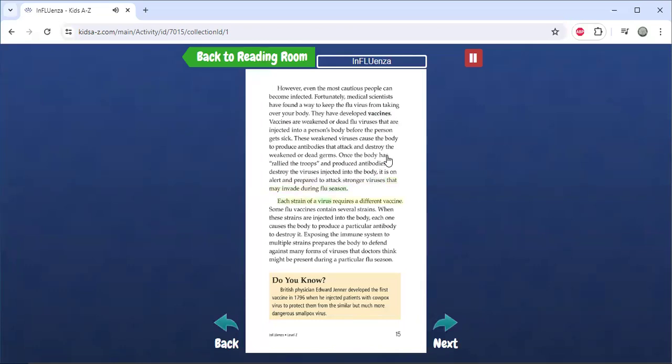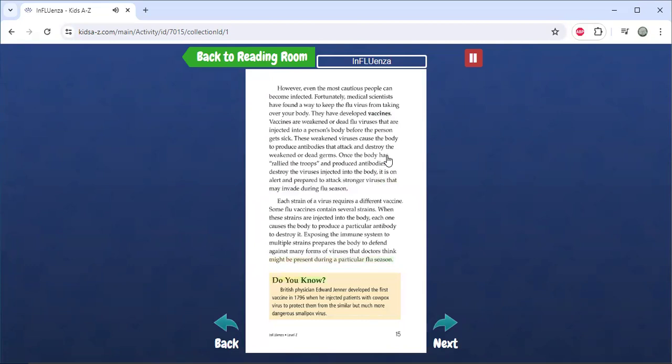Each strain of a virus requires a different vaccine. Some flu vaccines contain several strains. When these strains are injected into the body, each one causes the body to produce a particular antibody to destroy it. Exposing the immune system to multiple strains prepares the body to defend against many forms of viruses that doctors think might be present during a particular flu season.